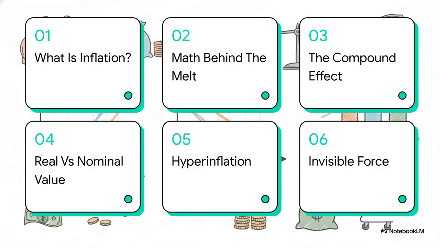Here's how we're going to break this down today. First, 1. What is inflation? 2. The math behind the melt. 3. The compound effect. 4. Real versus nominal value. 5. When math breaks, hyperinflation. And finally, 6. The invisible economic force. Let's jump in.